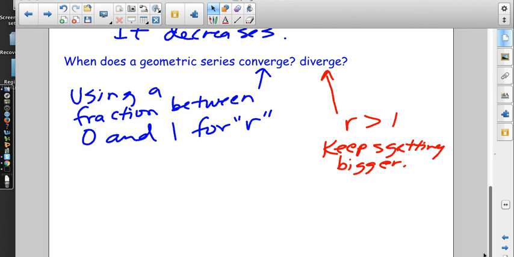So what we want to focus on is which ones can we find? Which infinite geometric series can we find? And that's all going to be determined by r. If we see that r is a fraction between 0 and 1, it doesn't matter if it's positive or negative, we can find it. We can give them a sum.